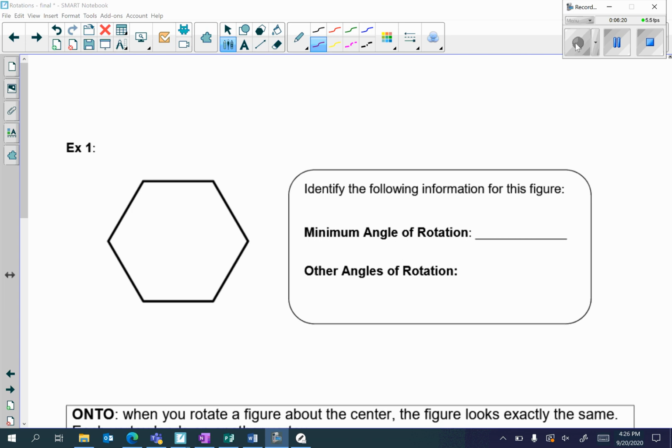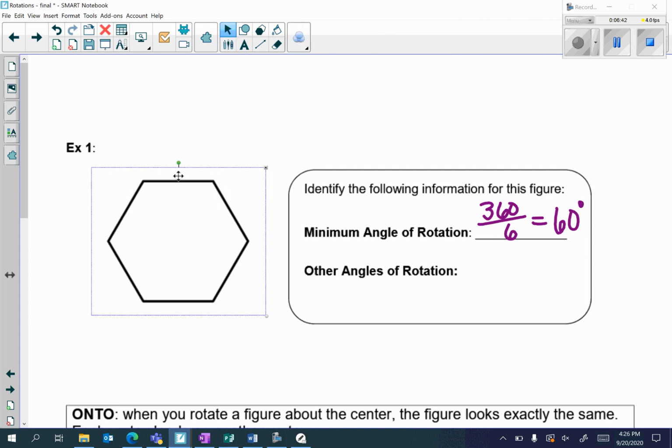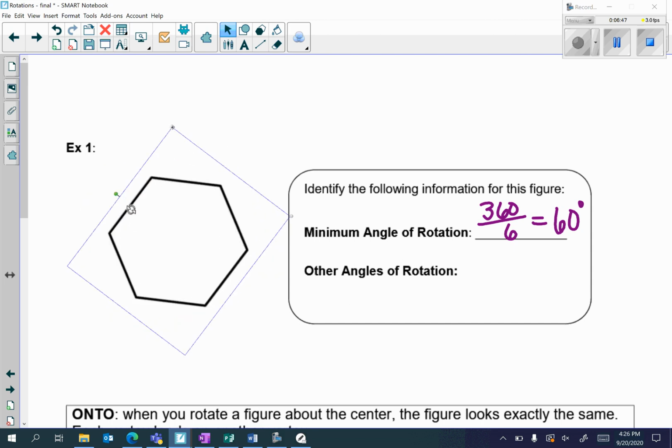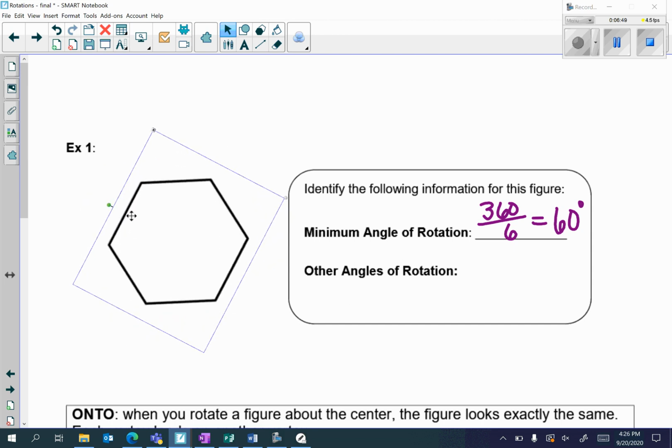Let's take a look at this example. We have a hexagon which has 6 sides, and we want to identify the minimum angle of rotation. So we're going to do 360 divided by 6, which is 60 degrees. So for example, if I take my hexagon and rotate it 60 degrees, it's going to look exactly the same as if it started out with.